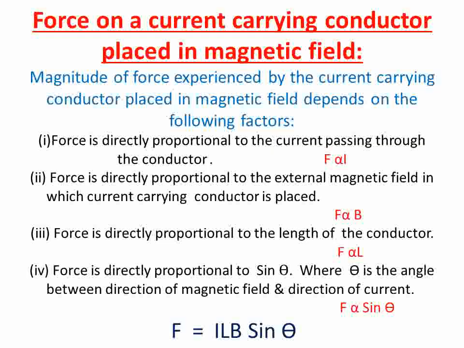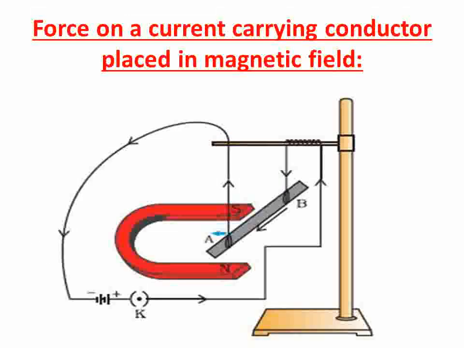In a heavy motor, say 5 kilowatt, 10 kilowatt, 25 kilowatt or more, the number of turns becomes more in the coil, that is, the length of the coil becomes more, as a result of which the strength of the motor becomes more also. Fourth point, force is directly proportional to sin theta, where theta is the angle between the direction of the magnetic field and the direction of current flowing in the conductor. Force F is equal to ILB sin theta.